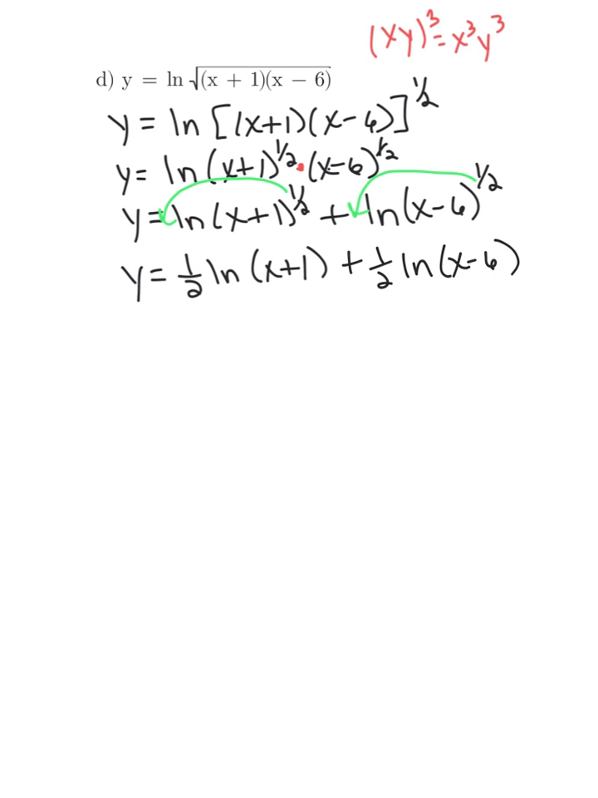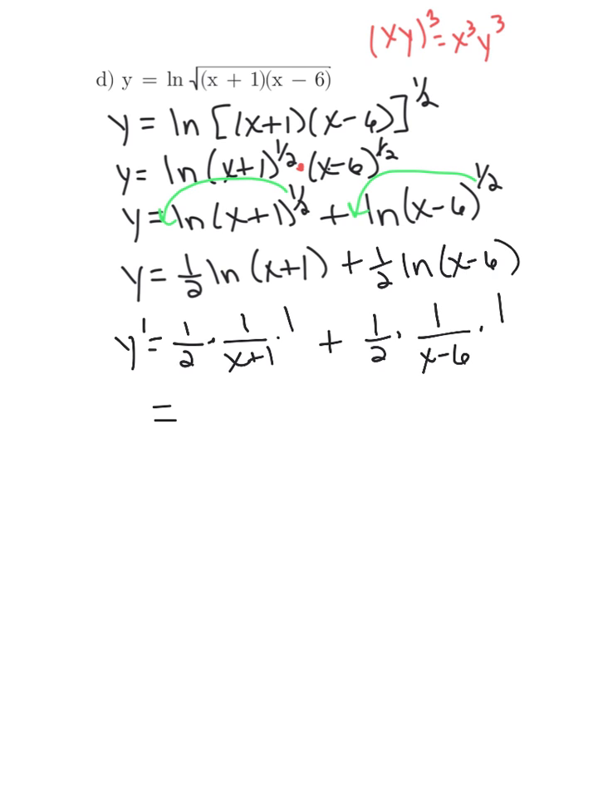We have coefficients on each of these logarithms of 1/2. So we're just going to keep those coefficients. This will become 1/2 times. Now let's do the derivative of the natural log. 1 over the argument times derivative of the argument. Move over to the second term. Keep your coefficient. Do the derivative of the natural log. 1 over the argument times derivative of the argument.